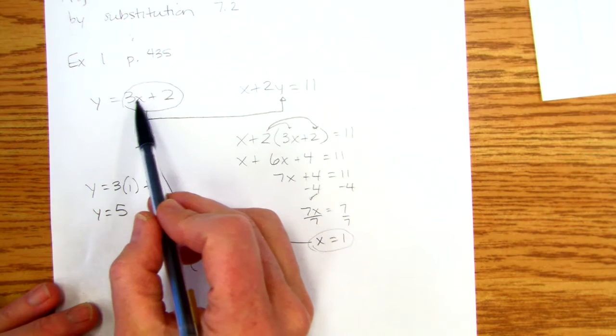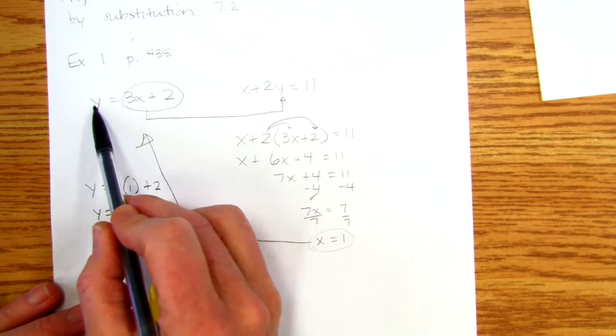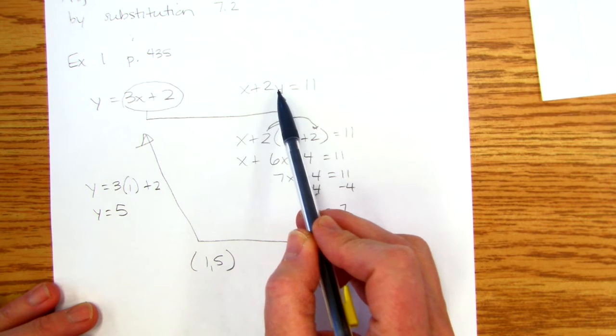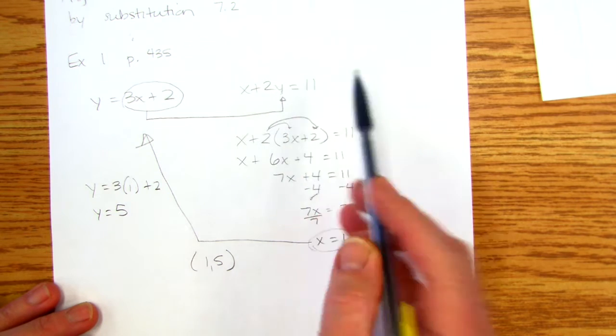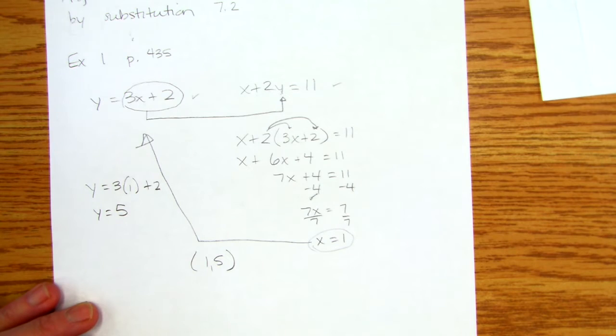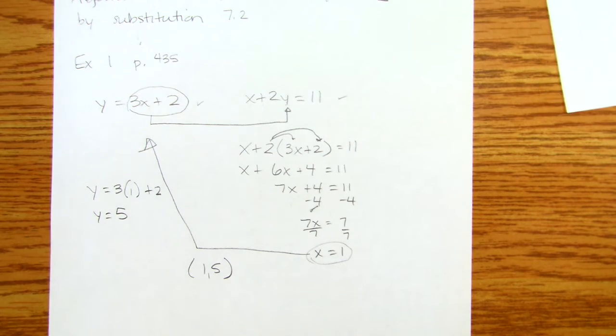And you should check. 3 times 1 is 3, plus 2 is 5. Okay, 1 plus 2 times 5 is 10. 1 plus 10 is 11. So those two x and y values check in both of those equations.